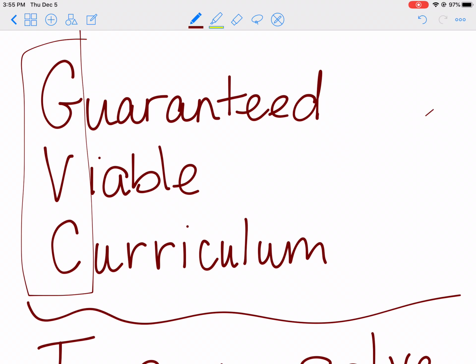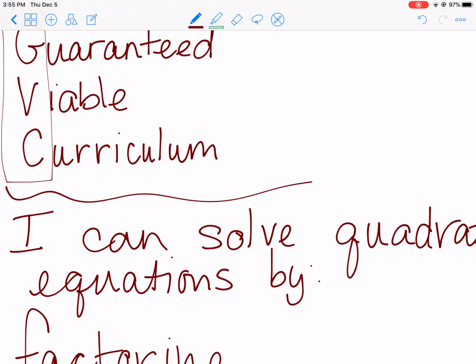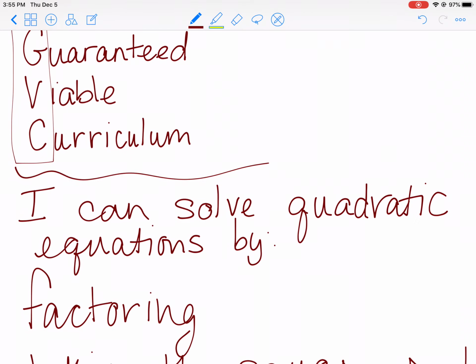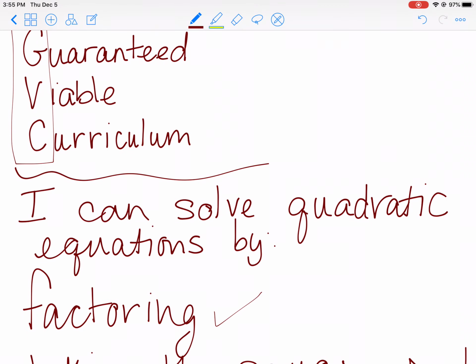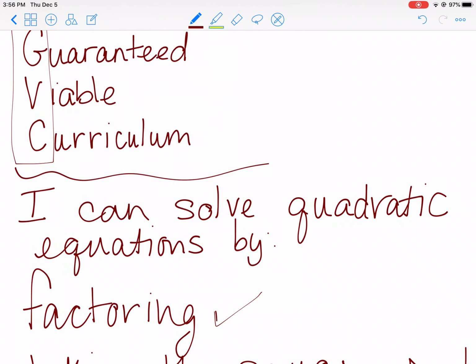Secondary Math 2. Okay, so the GVC for this statement is that I can solve quadratic equations by factoring. That's something that we've already been doing. Factoring is helpful in solving certain types of quadratics. The solutions that we can get when we factor generally are just rational numbers. So that's a lot of answers that we can get, but it doesn't give us all the answers that we want. So essentially, rational numbers are integers.